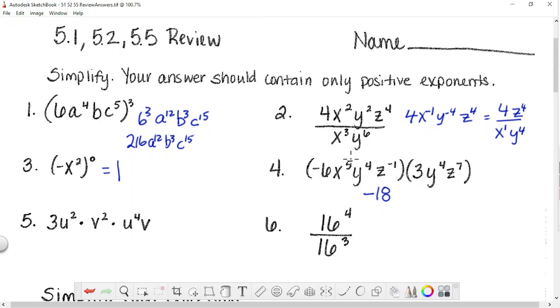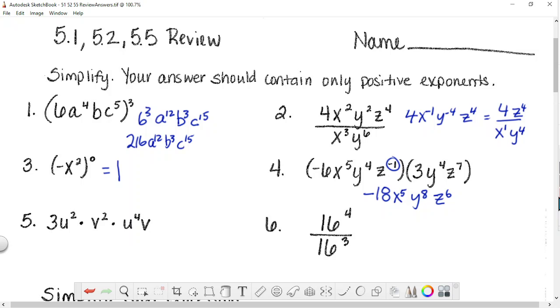Okay, we look at our x. Well, we have x to the fifth. There is no other x in there anywhere, so it just stays x to the fifth. Okay, we look at the y. We have y to the fourth, we have y to the fourth. Add exponents, that's 8. So you have y to the eighth. Z to the negative 1, z to the seventh. Add exponents, that's z to the sixth. Okay, so that's your answer for number 4.